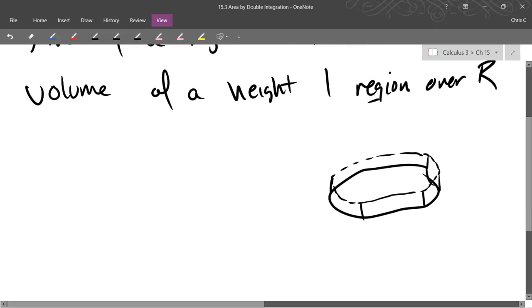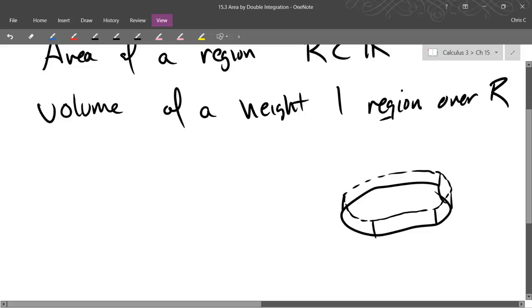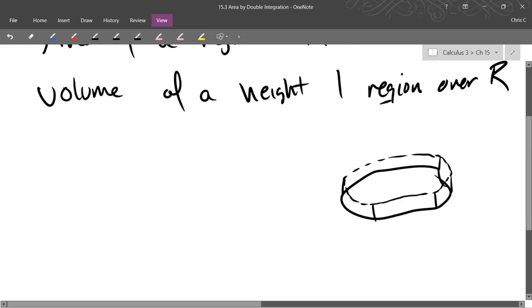So volume of height 1 region over R. I just drew a height 1 volume over some region R. How does the volume relate to the area if your height is 1? They'll be the same. So your volume of a height 1 region will equal the area of the region.